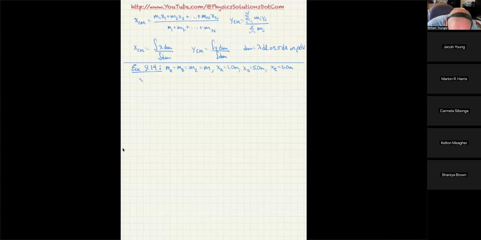So since they only gave us the x coordinate, they're really just looking for the x component of the center of mass, or the x coordinate, what we call the ordinate. It's called the ordinate and the abscissa. And if I remember correctly, the abscissa is technically the x one, and the ordinate is the y one. So we want xCM, which equals, here's my solution.